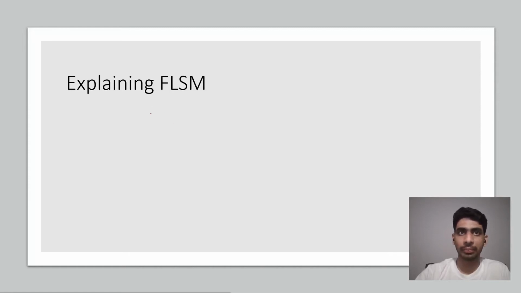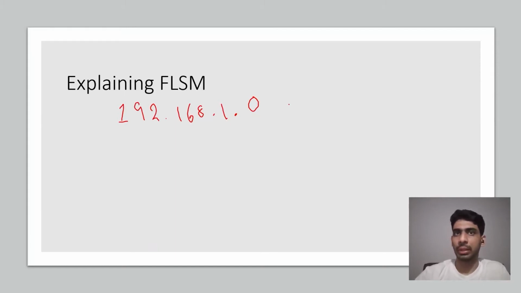Before going into variable length subnet masking, I'll explain fixed length subnet masking with an example. Just think we have this IP address, 192.168.1.0. This is the network address of our network. According to the example I talked about earlier, we can have 2 to the power of 8 IP addresses within this network. It is a /24 network, so it has a subnet mask of 24.